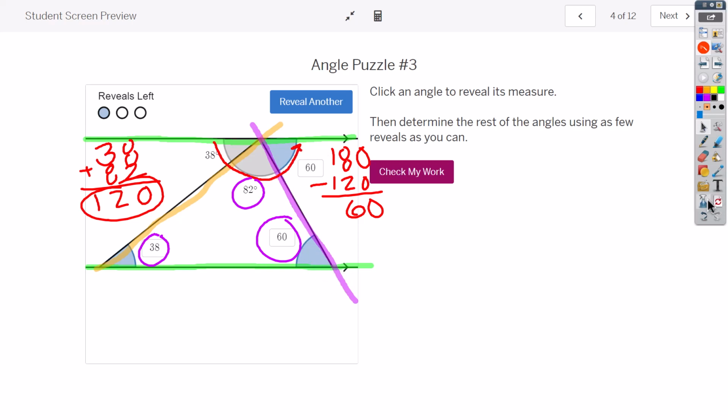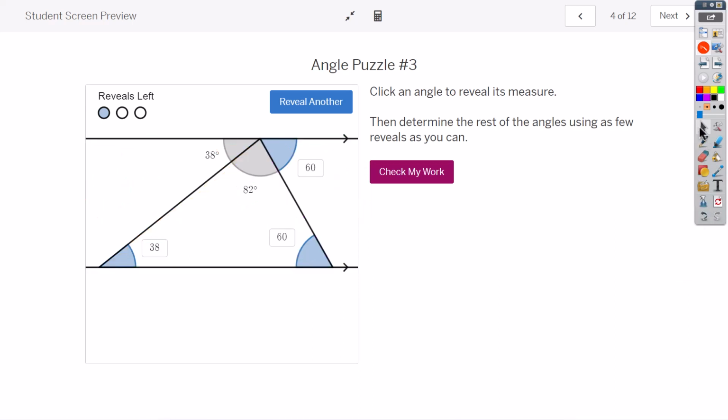Let me erase this mess and see if we got them right. I needed two reveals this time. But I was still able to figure out everything else.